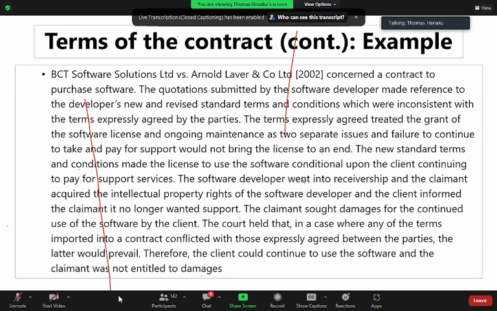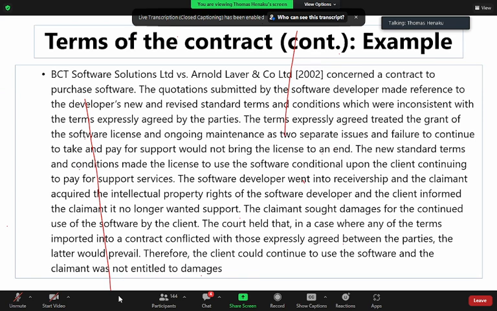Okay, so I want to believe that at this point, you may have understood what is at play here. And so, why do you think the court actually ruled that the client could continue to use the software without the claimant stopping them in this case?